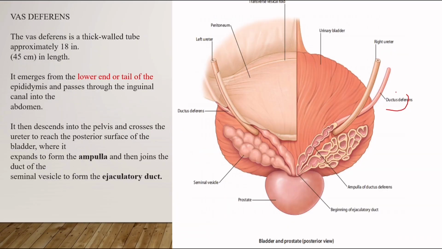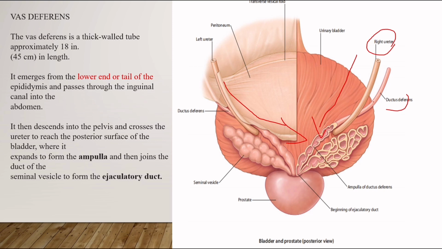The vas deferens is a continuation of the tail of the epididymis. It will exit the scrotum through the inguinal canal, and enter the abdominal region. Then it will come back into the pelvic cavity by going to the posterior aspect of the bladder. It crosses the ureter to become medial to the ureter.